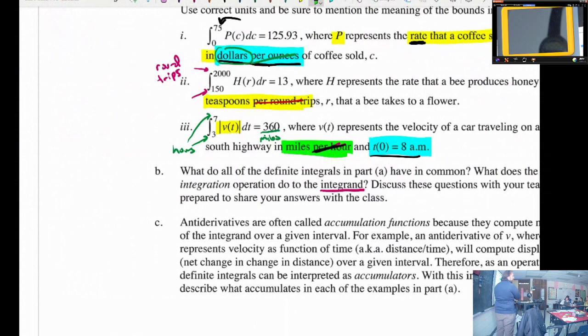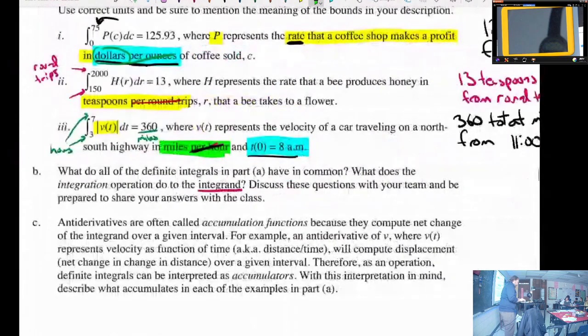It stops being miles per hour and starts just being miles. Instead of dollars per ounce, it's just dollars, like that. You're basically adding up all those little rates that are happening over time and getting back to just how much you're actually accumulating there. And that's that. So question C is really what we're talking about here.